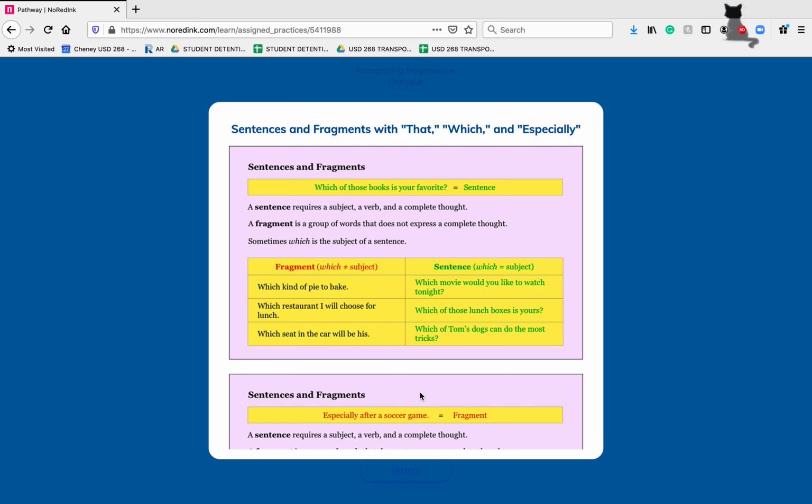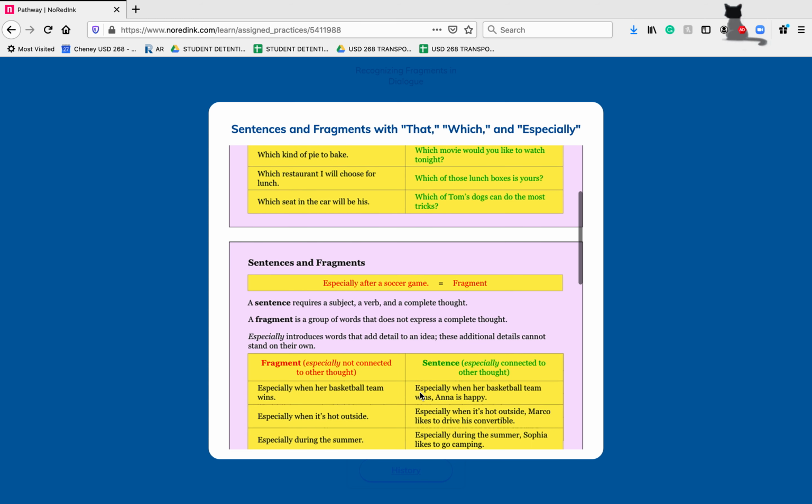But here we have which seat in the car will be his? We don't know what they're referencing there. Or which kind of pie to bake? We don't have any frame of reference on those.